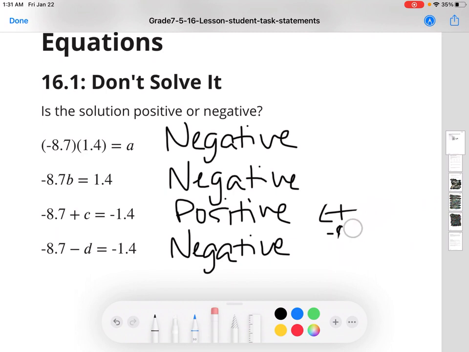On the fourth one, negative 8.7 minus a number equals negative 1.4. So again, I have to move to the right. Well, subtraction tells me to move to the left. So in order to move to the right with subtraction, I would have to subtract a negative.